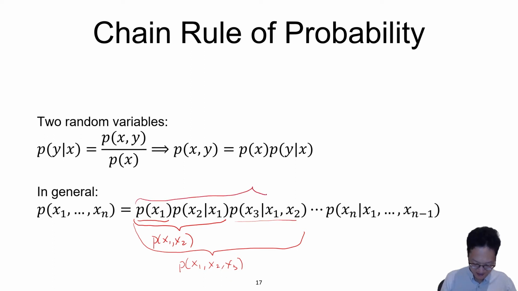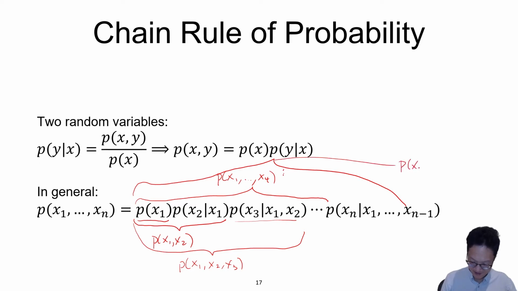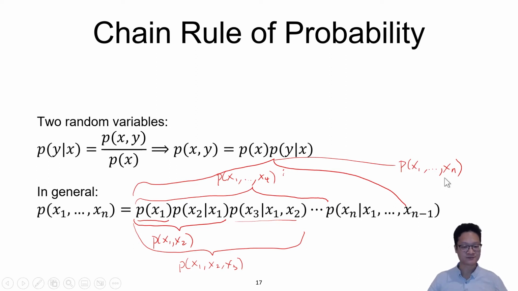And then the next thing becomes P of x1 to x4, right? And so on. And then eventually we get P of x1 all the way up to xn. So that's why the chain rule works. Many of you probably know this rule, but maybe you don't know that it's called the chain rule of probability.